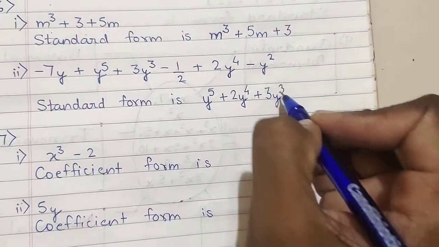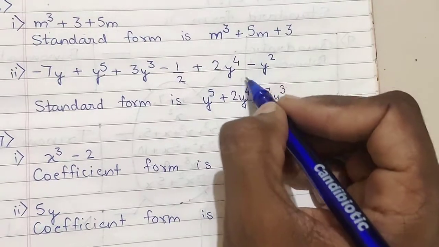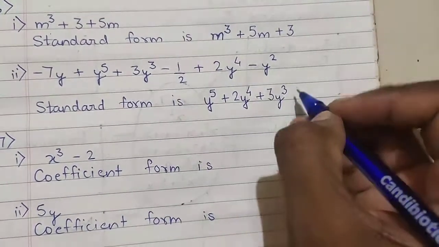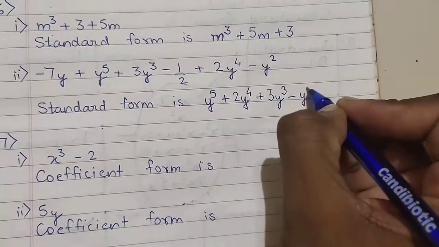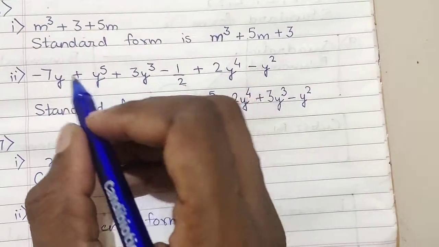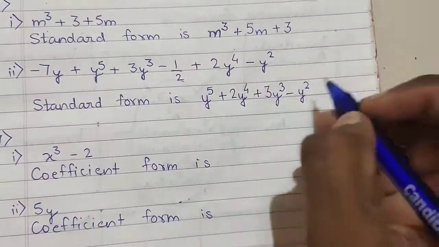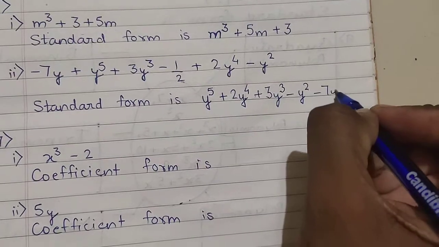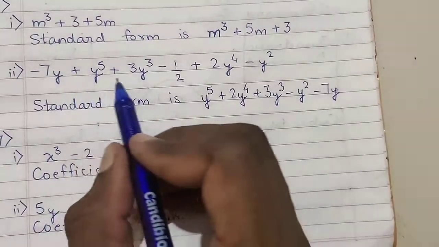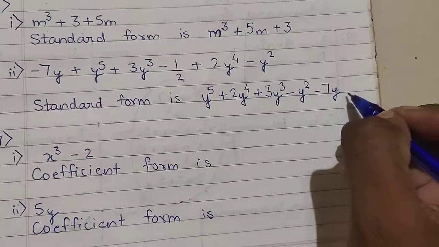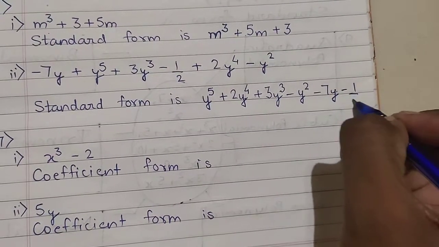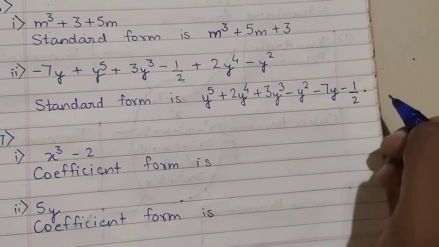3y cube. Now after power 3 you are going to write this power 2 and this is minus y square. So we have written power 2 and then power 1, this is minus 7y. And last you are going to write your number. So where is your number? This is minus half. So in this way we have written standard form.